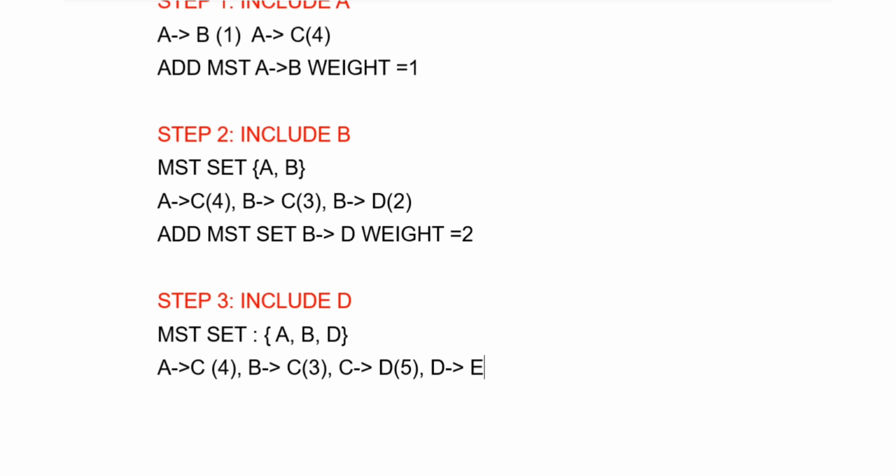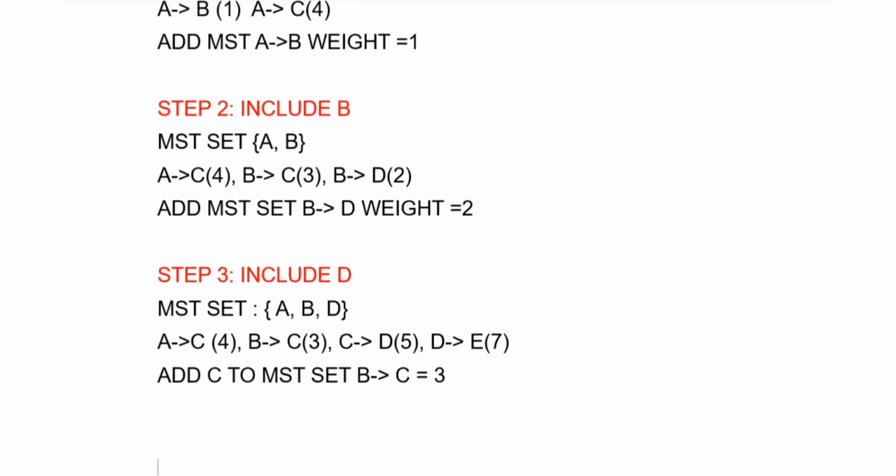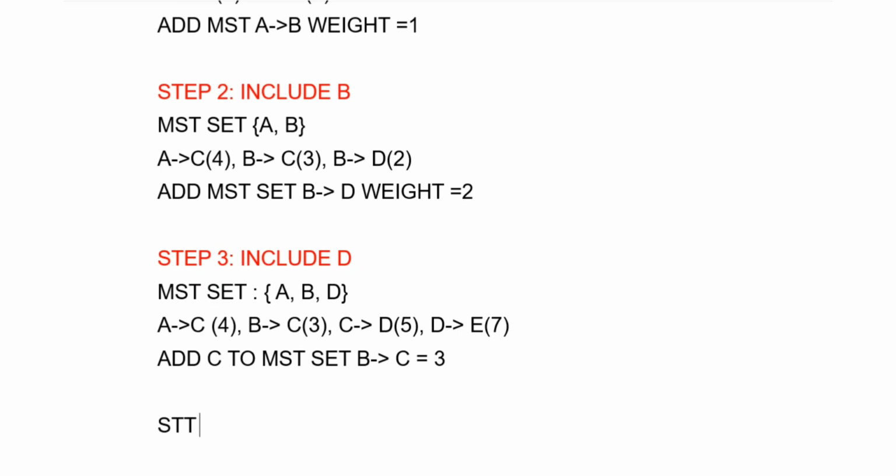Add C to the MST. The MST set now has B to C, which equals 3. Next step is to expand the minimum spanning tree to include C. In step 4, the MST set is A, B, C, D. A, B, D, then C, right?